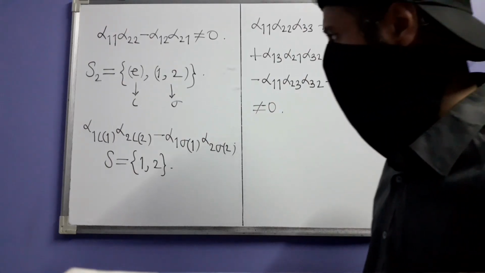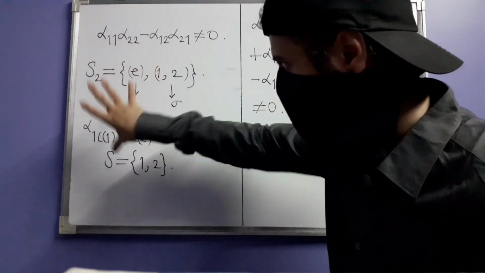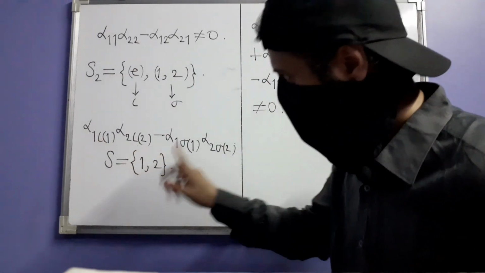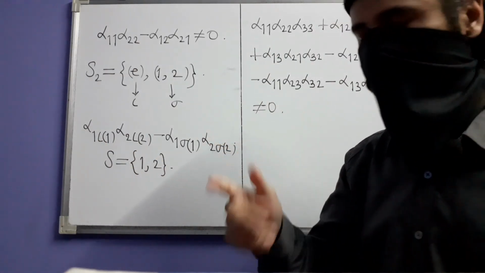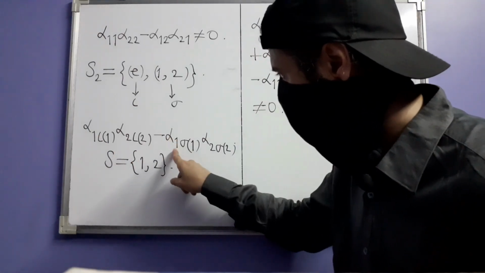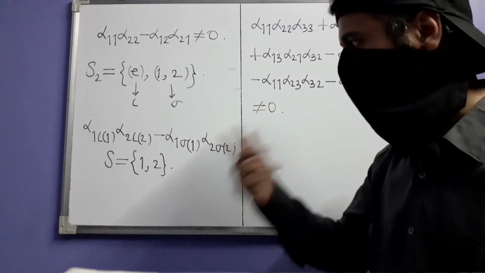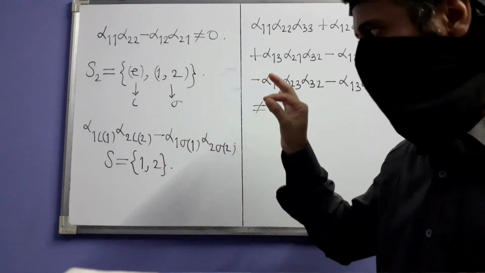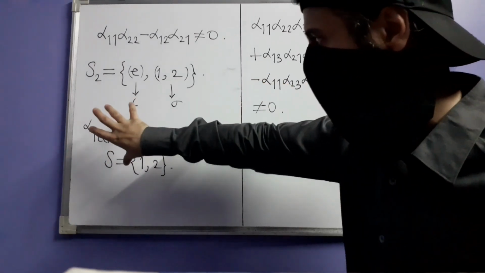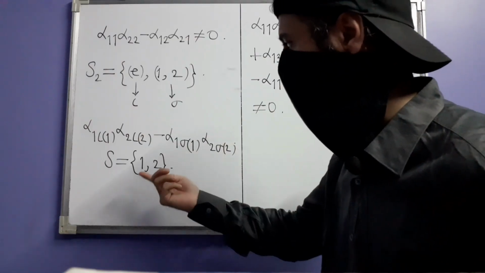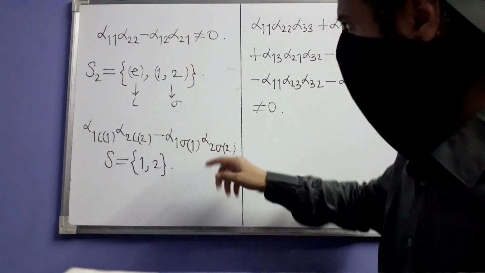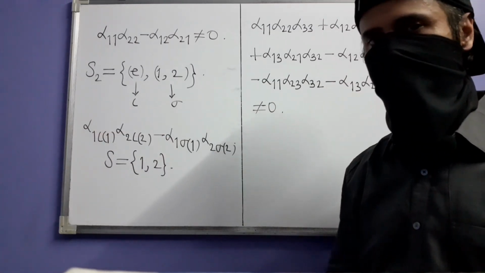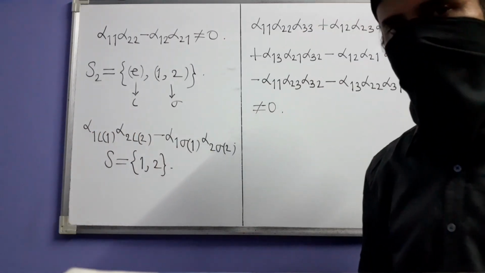Note one more thing: in both these terms, this is the first term and this is the second term, all the elements of S are appearing first as the first suffix, 1, 2, and then followed by the image of that element under the permutation that you are choosing. For this term we are choosing iota, for this term we are choosing sigma. But what about these signs? Here we have plus, here we have minus. Where is that coming from?